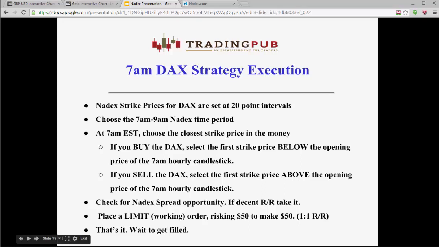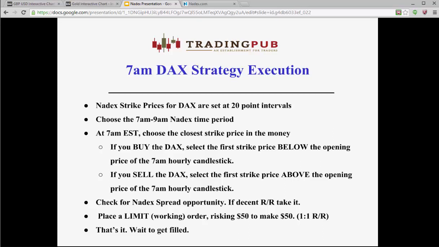And then I execute. In Nadex, the strike prices are set at 20-point intervals, and I'll show you this. I choose a 7 to 9 a.m. time period. And right at 7 a.m. Eastern Time, particularly if the market's got some momentum going up or down, I want to buy as close to the opening of that bar as possible if I think the market is going up. And I'm going to find the first strike price that Nadex will give me below the opening price of that candlestick. If I'm selling the DAX at that point in time, I want to set a strike price that is above the opening price of that candlestick. So I'm very much in the money.